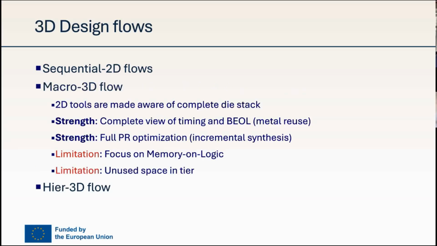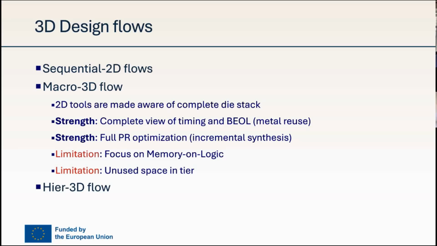If now we compare that with macro 3D, you will see that the fundamental strength is that we have a complete view of the timing constraints and the back end of line so that we can use metal. In this sense, we can provide a full place and route with a complete optimization using, for example, incremental synthesis while place and route. However, we have two important limitations.